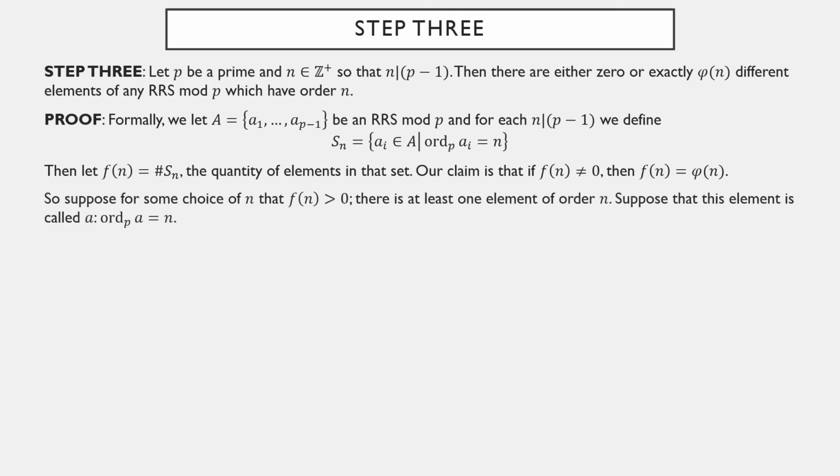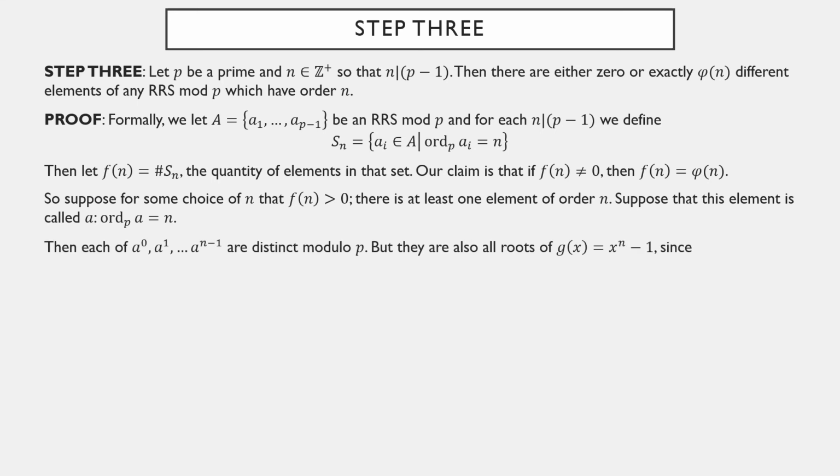So suppose for some choice of n that f of n isn't 0. What we want to show is that f of n must be exactly phi of n. But if f of n is bigger than 0, it's at least 1. There is at least one element of order n. Let's just call that element a. So a is going to be something whose order mod p is exactly n. F of n was positive, so something has order n, we call it a.